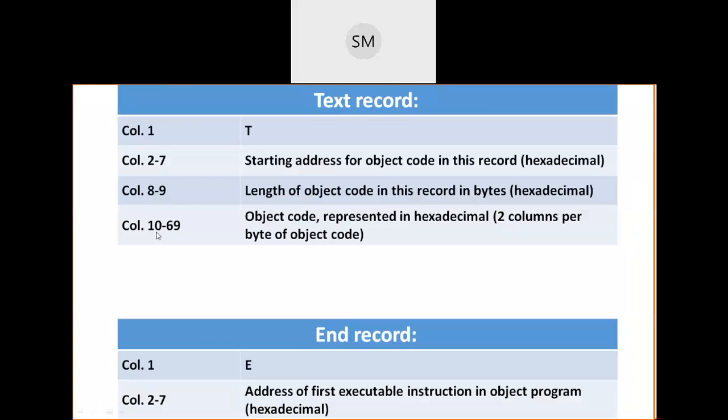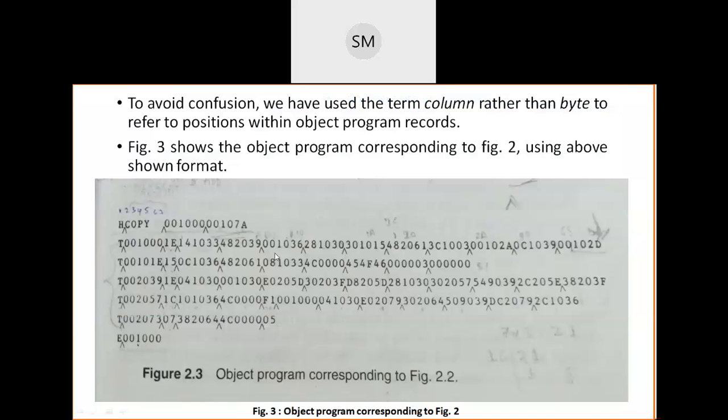What are these columns? Column number 10 to 69. What do I have to write here? I have to write the object code here, starting from the 10th column up to the 69th column. This is the 10th column. So starting from the 10th column up to the 69th column, I should keep on writing all the object codes, whatever I have already generated in my program in the last column. Okay, so you just keep on writing them, keep on writing them. Once you reach the 69th column, you should stop there.